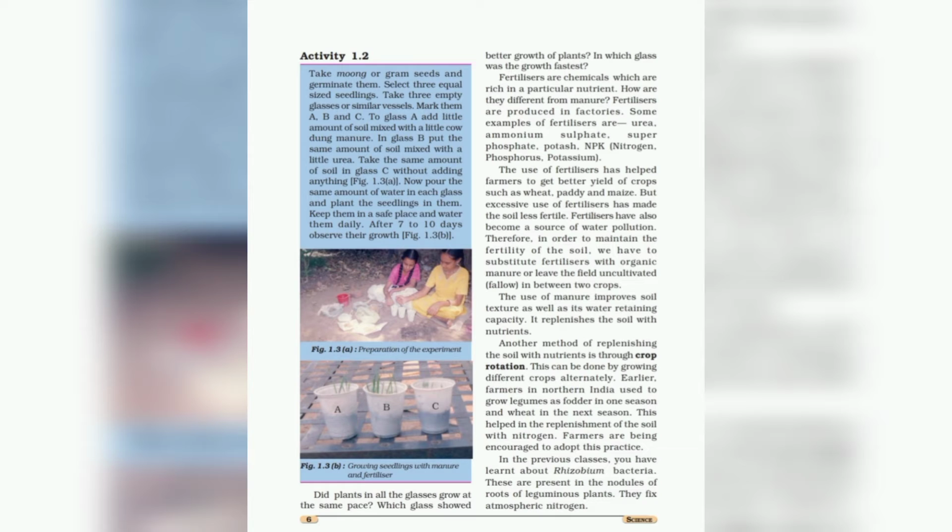like nitrogen, phosphorus, potassium. So fertilizers are produced in factories, and we can give examples also like urea, ammonium sulfate, sodium nitrate, superphosphate, potash. These are examples of fertilizers. The use of fertilizer has helped farmers to get better yield of crops such as wheat, paddy, maize, but excessive use of fertilizer has made the soil less fertile. Fertilizers have also become a source of water pollution.